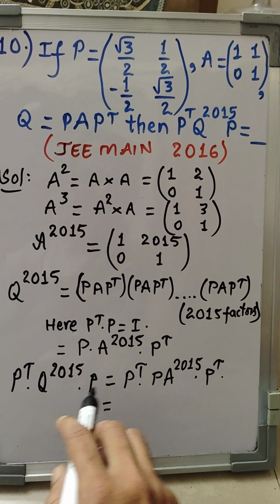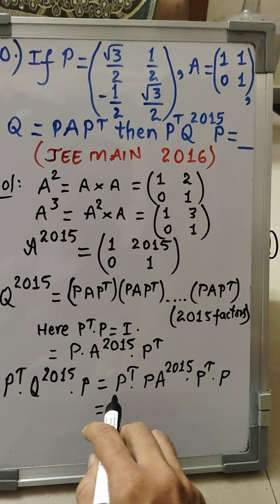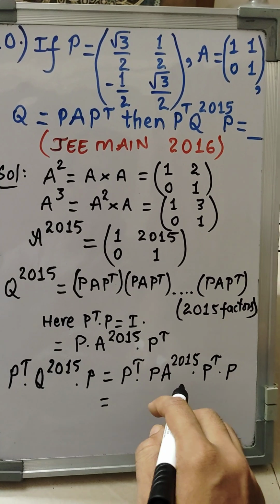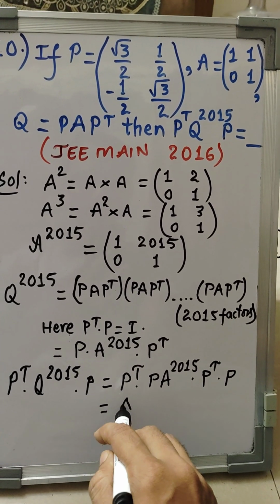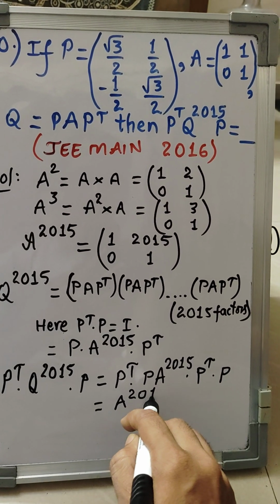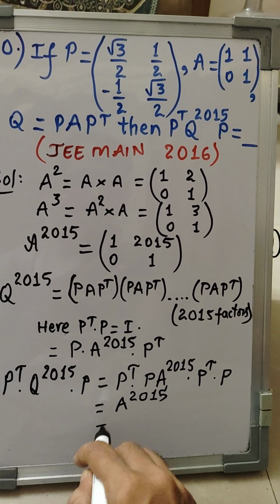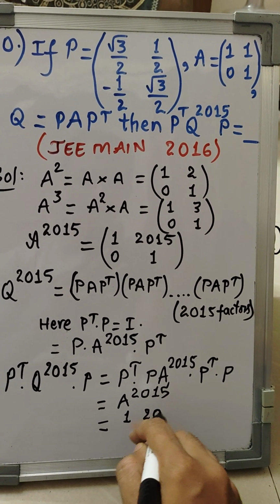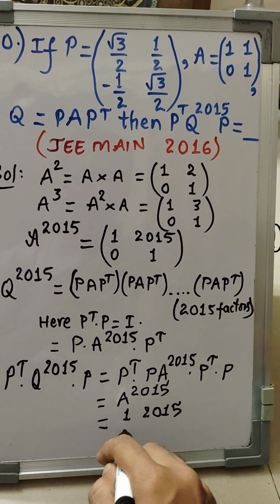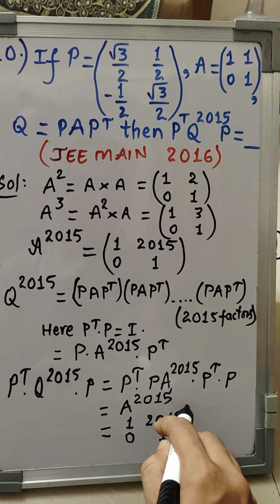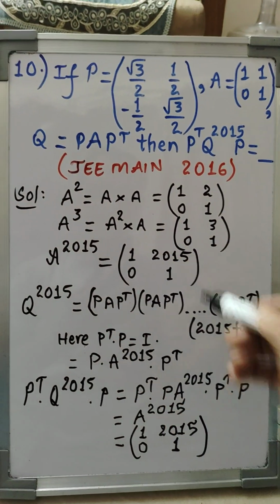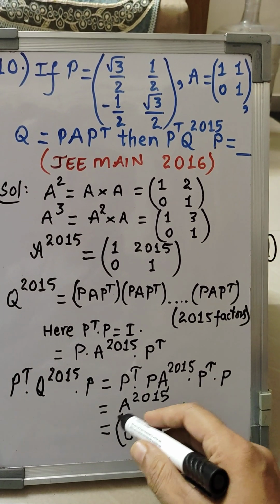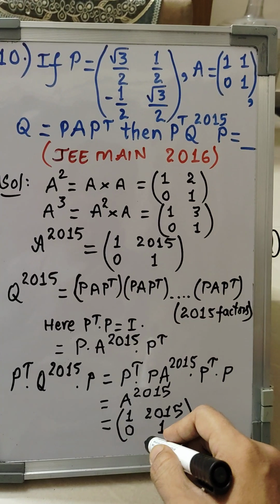Here at last we have P. That P we will write here. Instead of the first two factors we have the identity matrix. Instead of the last two factors we have the identity matrix. And the middle one is A power 2015. This value will be as it is. So this can be written as [1, 2015; 0, 1], which we found earlier. So the answer for this expression is the matrix having the elements 1, 2015, 0 and 1.